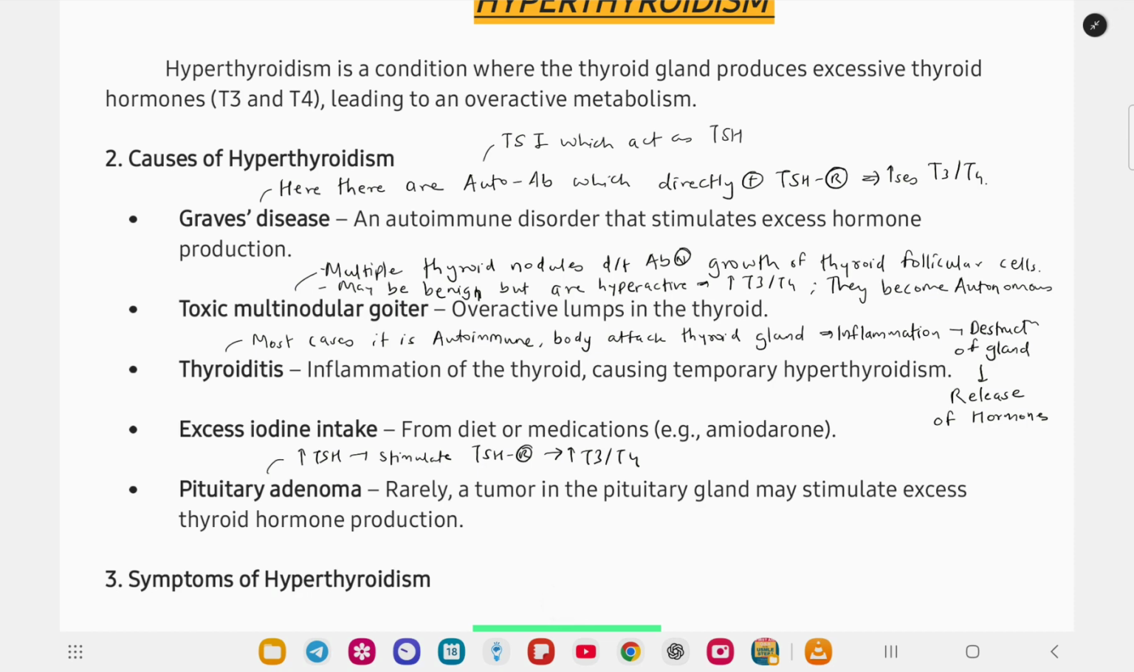What is Graves' disease? It is an autoimmune disorder that stimulates excessive hormone production. How does it create this phenomenon? In Graves' disease there are autoantibodies such as TSI, thyroid stimulating immunoglobulins, which act as TSH, directly stimulate TSH receptors and increase T3 and T4 production. So this is about Graves' disease.